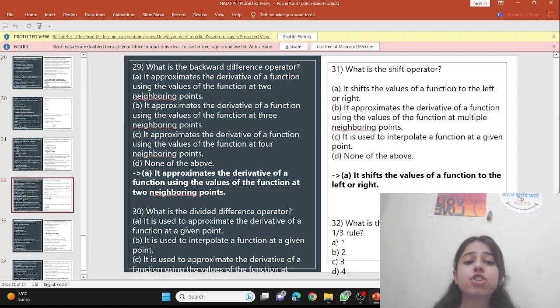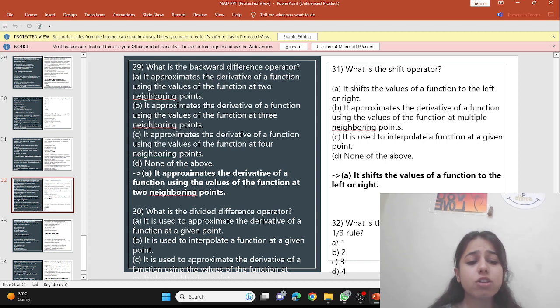31st question: what is the shift operator? A. It shifts the value of a function to the left or right. B. It approximates the derivative of a function using the values of the function at multiple neighboring points. C. It is used to interpolate a function at a given point, and none of the above. The shift operator shifts the values of a function to the left or right. So the correct option is A.